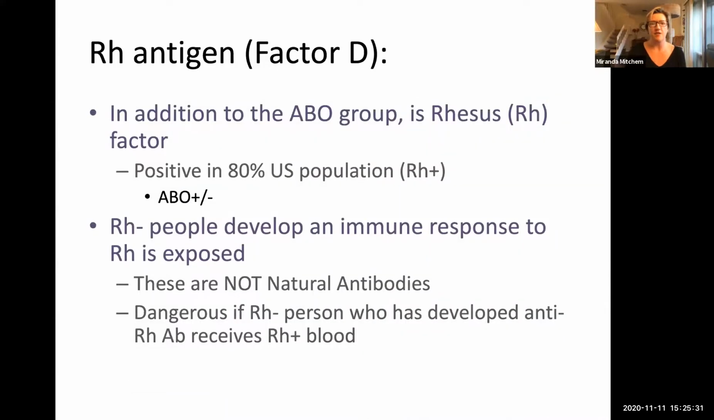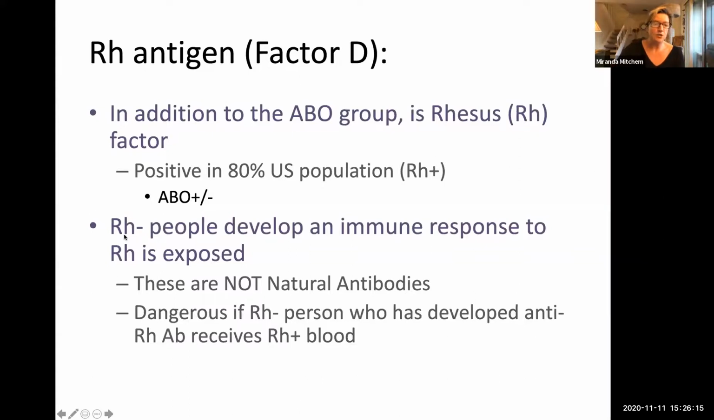Okay, so now let's get to the Rh factor, which is also known as factor D. So for example, I am A positive. That means I have A antigen and I have Rh antigen. So the ABO refers to your A or B positivity. In other words, if it says A, you're positive for A. If you have B in there, you're positive for B. The plus or minus at the end, that is the Rh factor or factor D, the rhesus factor. And it's positive in 80% of the US population. So it's no surprise that I have it, because 80% of the population has it.